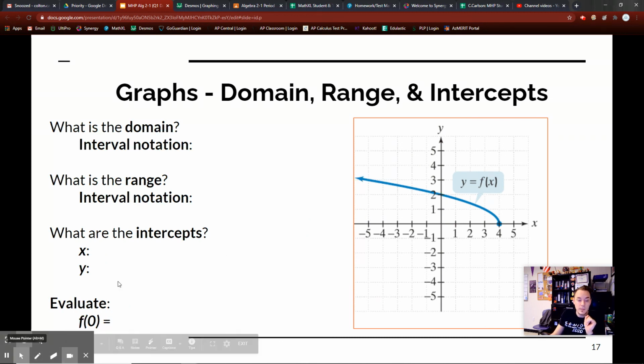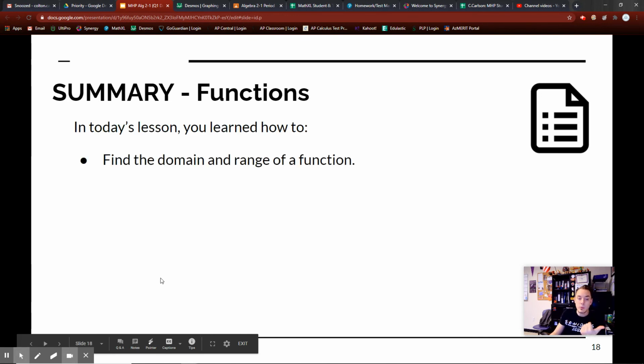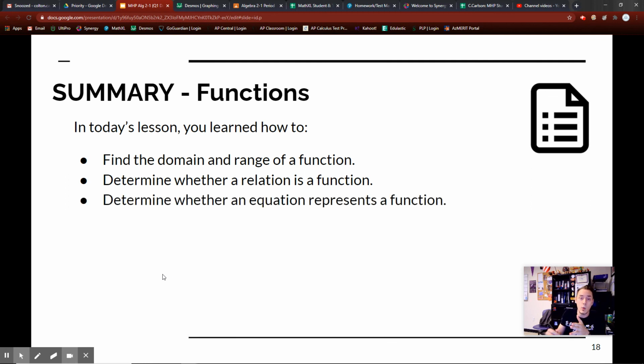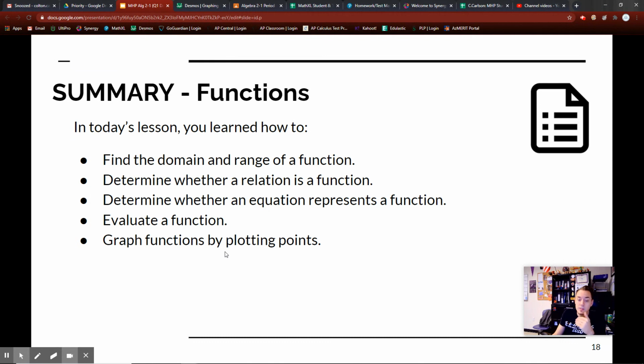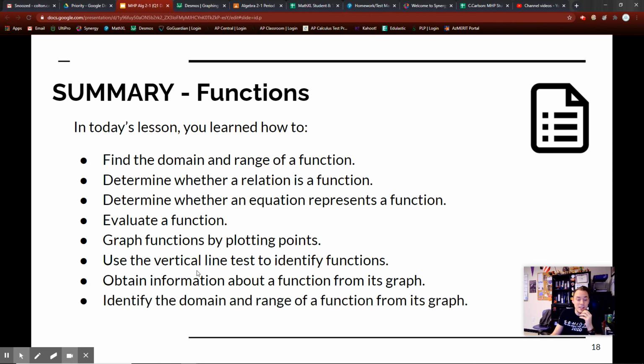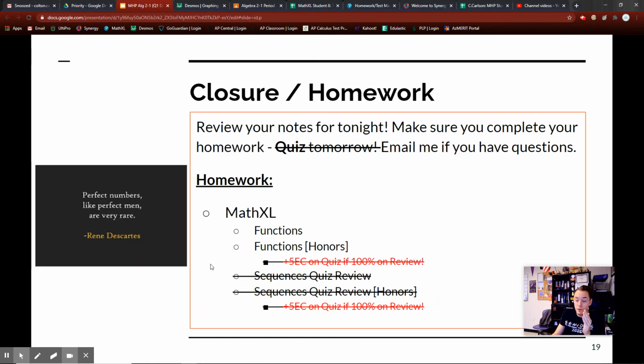Let's review everything. So first things first, what did we learn? We learned domain and range. We learned that a relation is a function, and we determined whether or not an ordered pair can be a function. We saw whether or not an equation can represent a function, just briefly though. We evaluated a function. We graphed functions by plotting points. We used the vertical line test. We obtained information about a function from its graph. We also identified the domain and range from its graph, and we identified intercepts from a function's graph. Wow. We did all that stuff in hopefully record time.